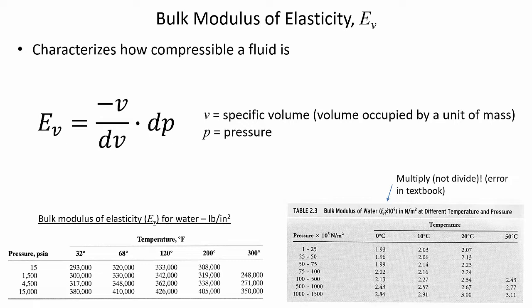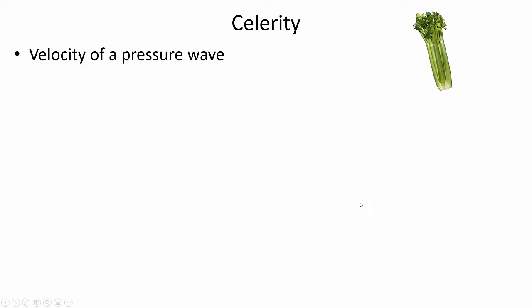Here we've got a table of both the bulk modulus in terms of pounds per square inch, and then in the book, your textbook, it has the bulk modulus in terms of pascals times 10 to the ninth. And by the way, in your textbook, that table 2.3 has an error. It should be multiply, not divide, to get the units that are there. So 10 to the ninth, really high pressures for just a modest decrease in the volume. So water's not very compressible, but it is compressible enough that it causes this water hammer and the damage that it can cause.